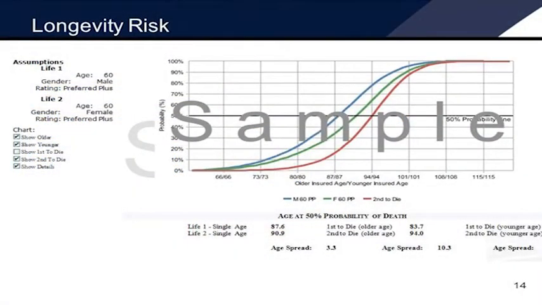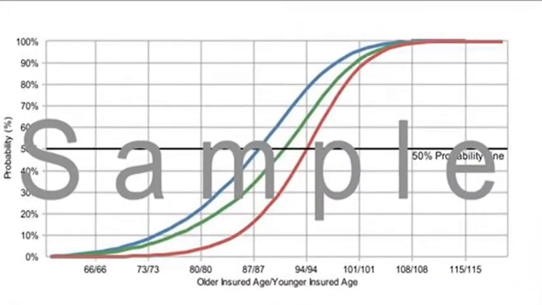Here we have a mortality chart showing the life expectancies of two 60-year-old people. The first line, the blue line, shows the life expectancy of a healthy, and I stress a healthy, 60-year-old male is 87.6 years. The green line is the life expectancy of a female age 60. A healthy female age 60, life expectancy is just short of 91 years. And the red line is what we call the joint life expectancy, the probability that one of these two people will be alive. So that goes out to age 94.